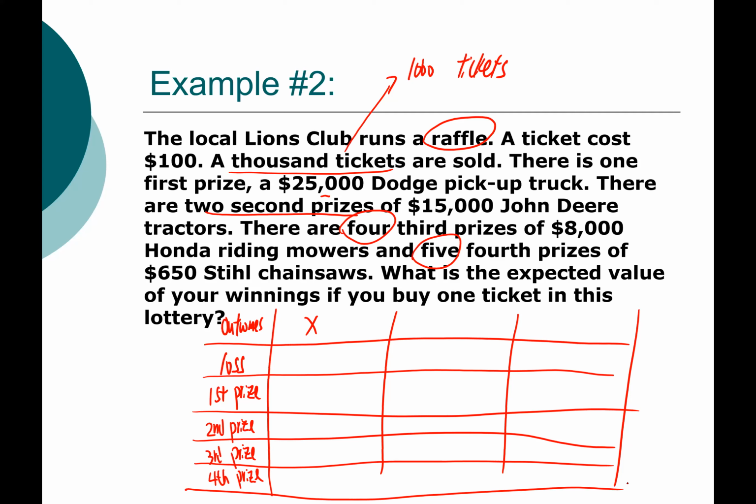So if you look at the loss part, a ticket costs $100. You buy 1 ticket, how much can you lose? At the most, it's going to be $100, right? You can only lose $100. That's all. Now, what if you win the first prize, which is 25,000 pickup trucks? What is the monetary reward here? How much is it? Is it 25,000 or something else?